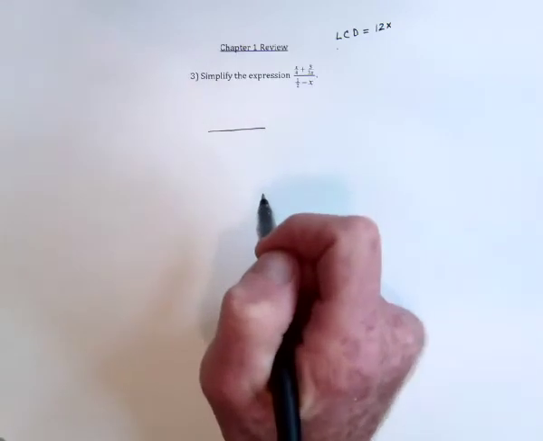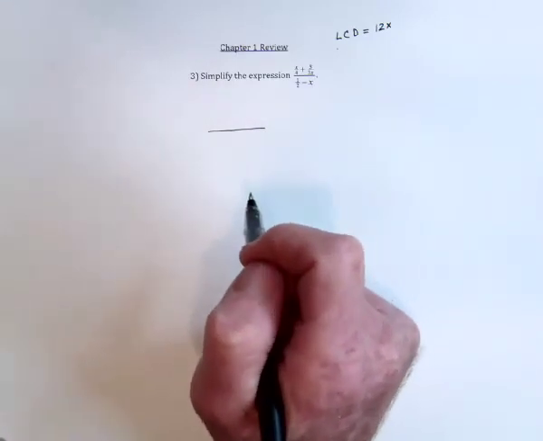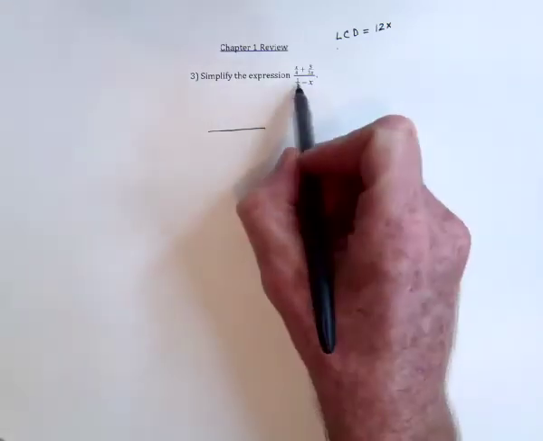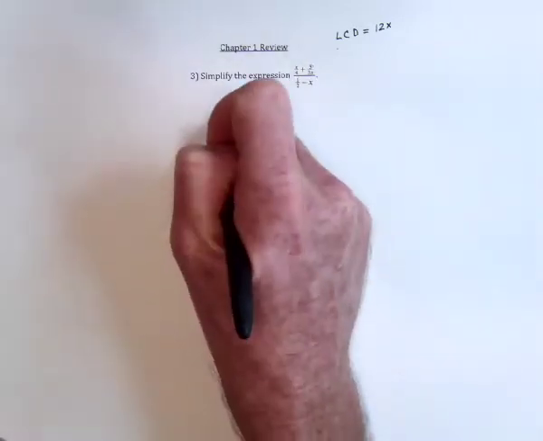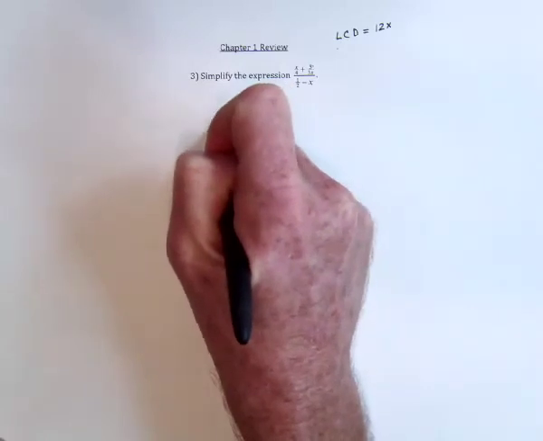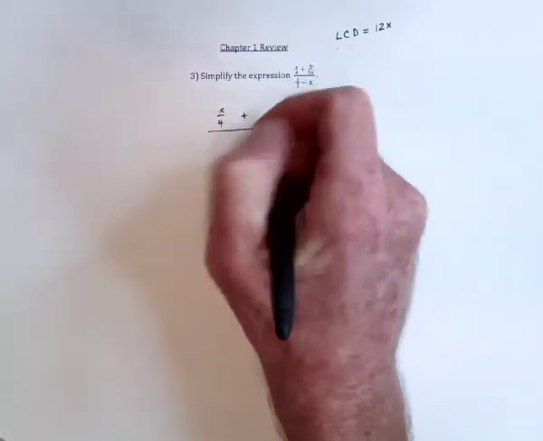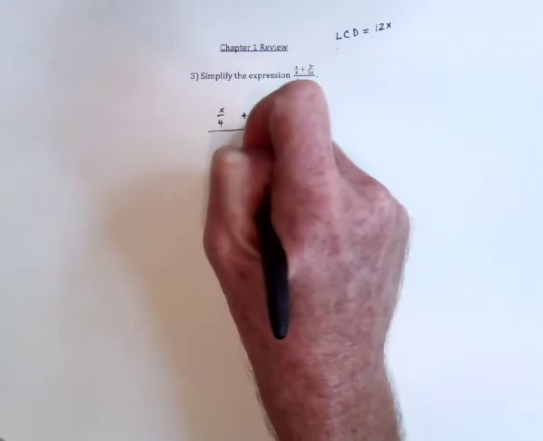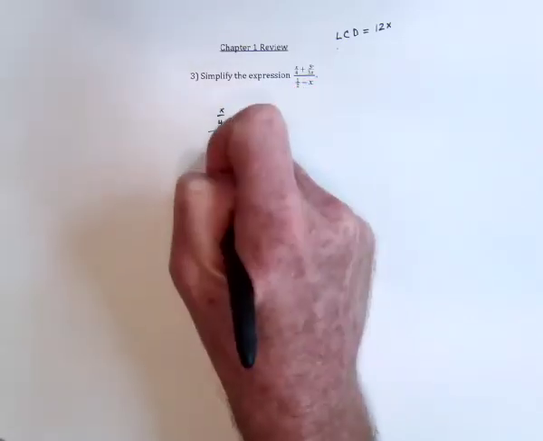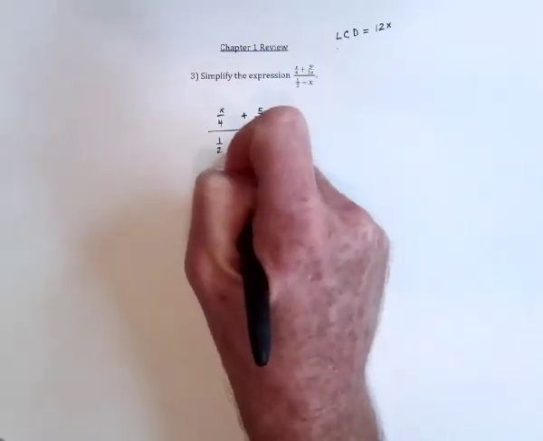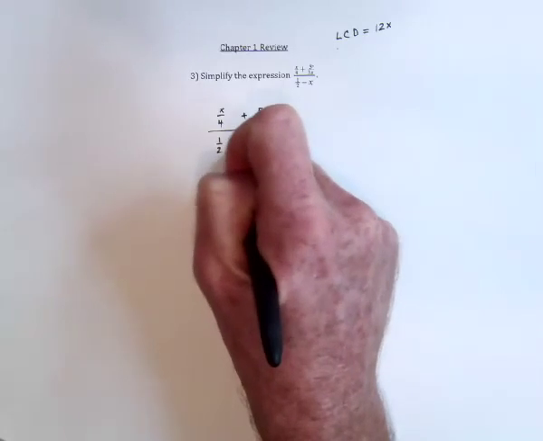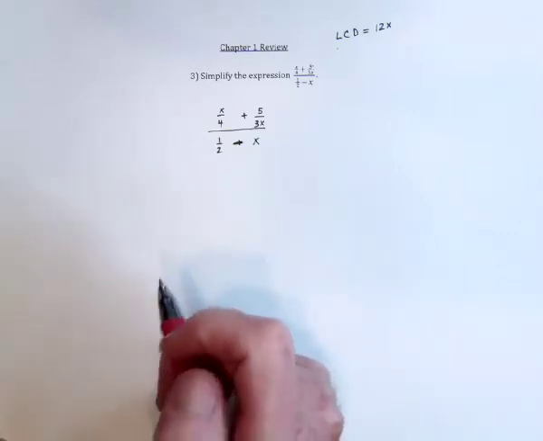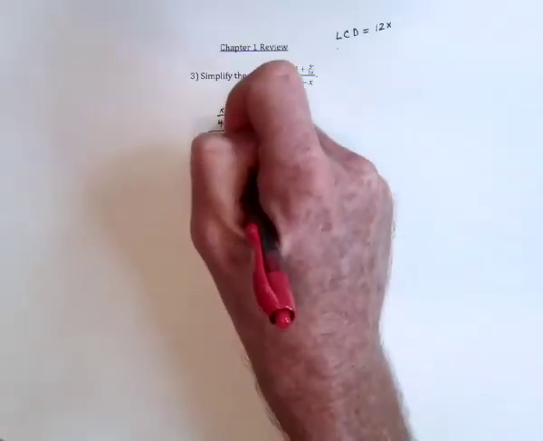And then multiply the numerator and denominator by that 12x. Or in other words, multiply all 4 of these terms by the 12x. So the original problem had x over 4, then leave some space, 5 over 3x, a 1/2 minus an x. So now multiply all 4 of those by 12x.